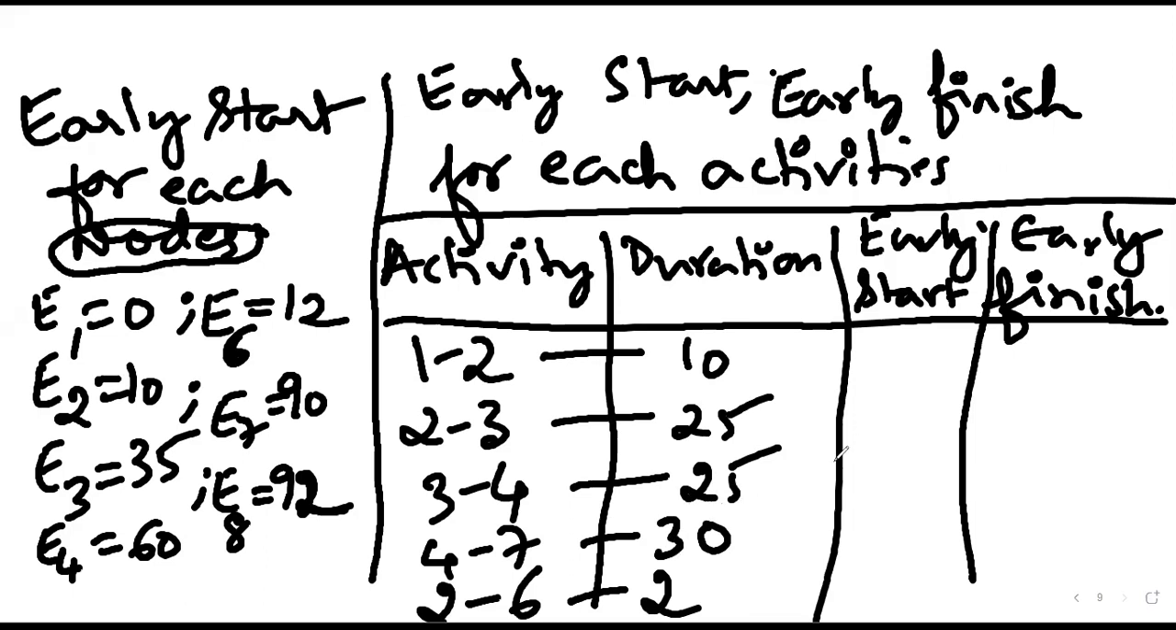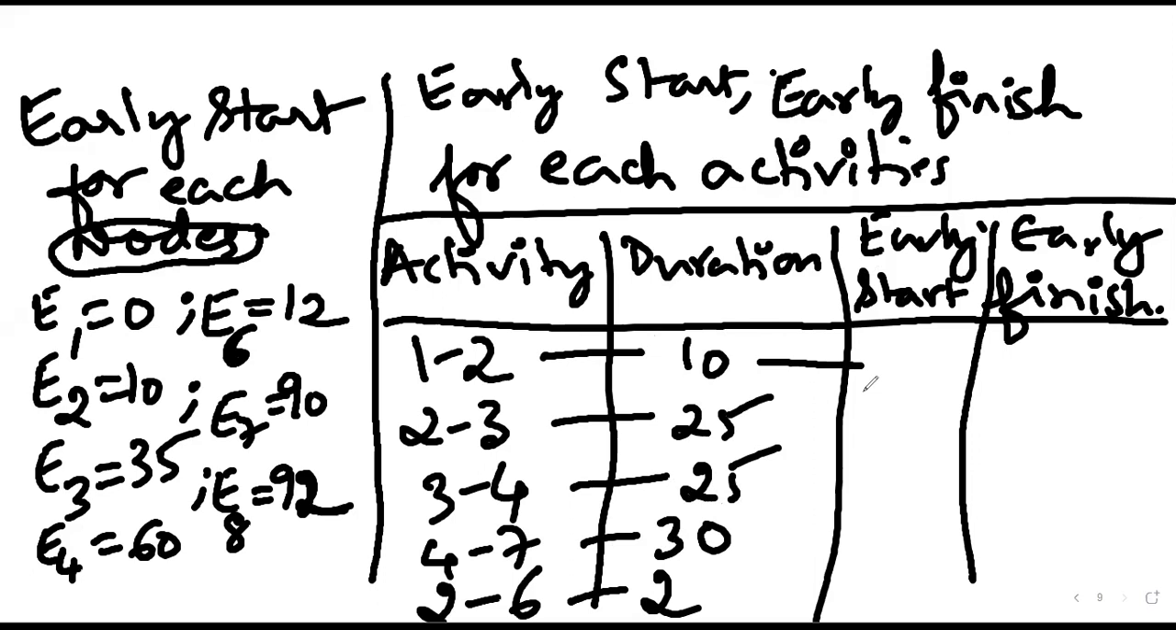Yes, it is 30. Now, still two more activities are there, so we'll write it in the next screen. Early start is supposed to be determined. How do we do that?